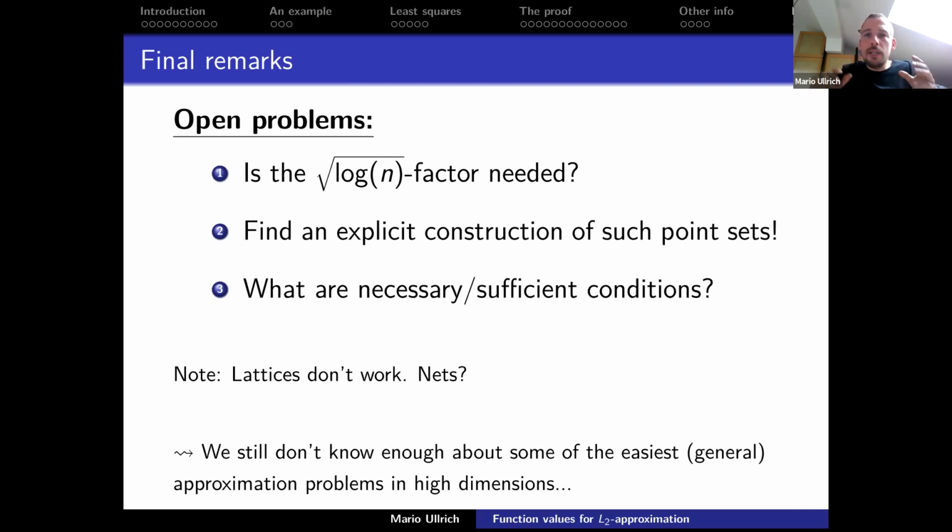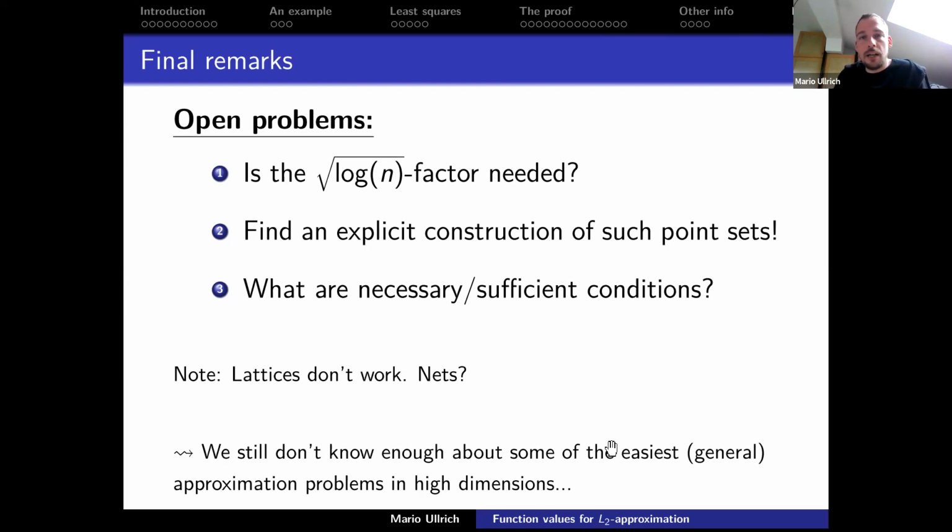Because if you take a very smooth class of functions, analytic functions, then you basically can put all points very close to 0 and produce a good approximation, because for an analytic function you can just compute all the derivatives, approximate all derivatives, and then take the Taylor polynomial or something, right? So for me, it's not clear what a good point set could be and how to define necessary and sufficient conditions for that. And this shows, by the way, we still don't know enough about some of the easiest approximation problems in high dimensions.